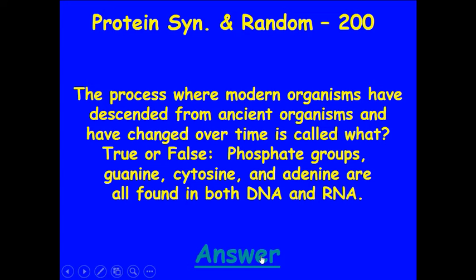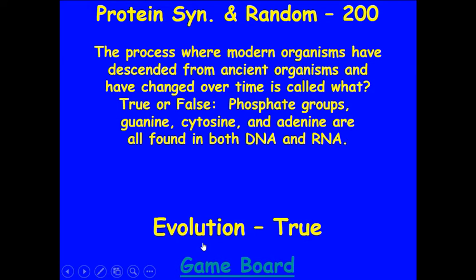All right, here we go. Okay, so modern organisms coming from a common ancestor, changing throughout time, is evolution. And true, phosphate groups, guanine, cytosine, and adenine are found in DNA and RNA. Remember, uracil is only found in RNA. Thymine is only found in DNA. Ribose is only found in RNA. And deoxyribose is only found in DNA.